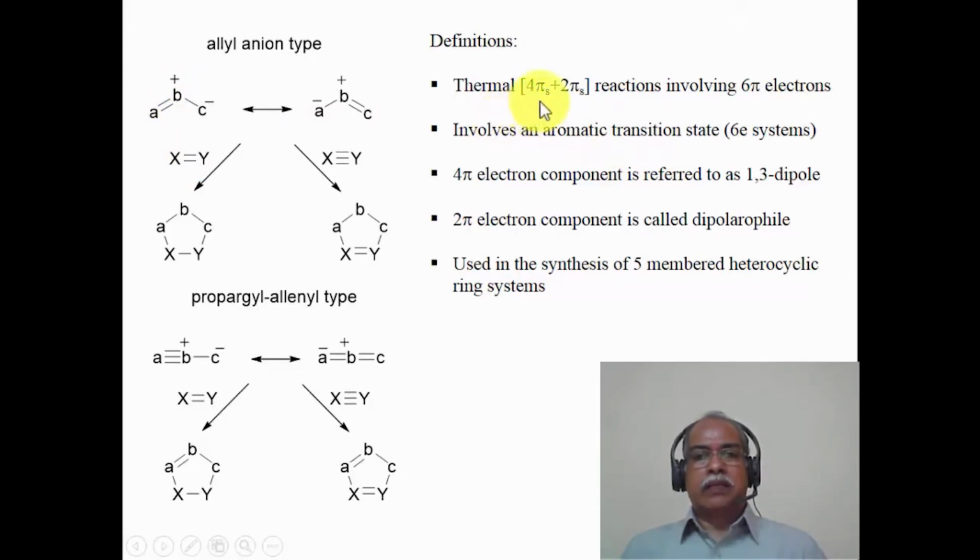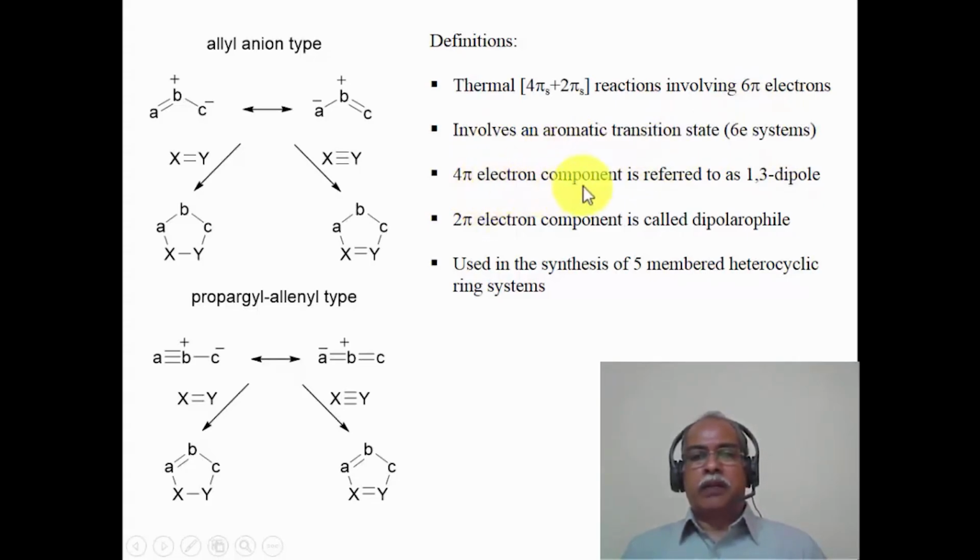They are thermal reactions. The 4-pi component is the 1,3-dipole component, and the 1,3-dipolarophile can be either an alkene or an acetylene, as the case may be. So overall, these are reactions involving 6-pi electron system. So they are governed by the Woodward-Hoffmann rule as 4-pi suprafacial and 2-pi suprafacial cycloaddition reaction. They involve a 6-electron aromatic transition state, something like a cyclopentadienyl anion kind of an aromatic transition state you can imagine.